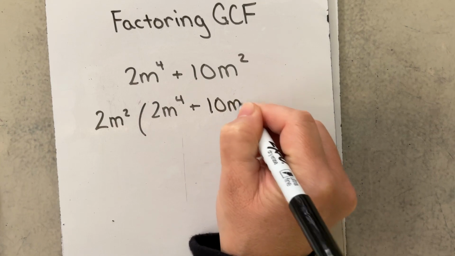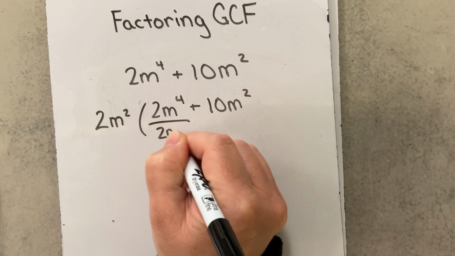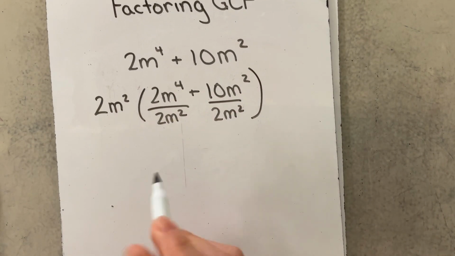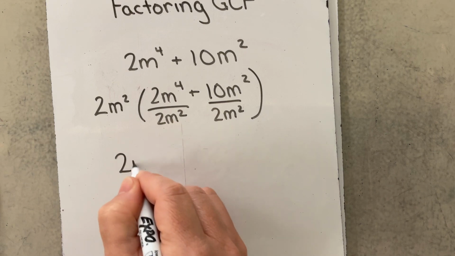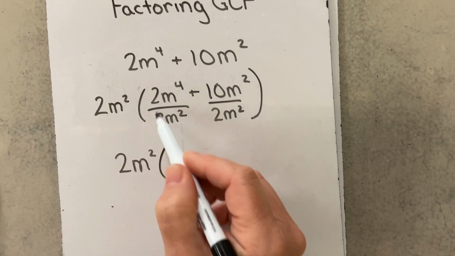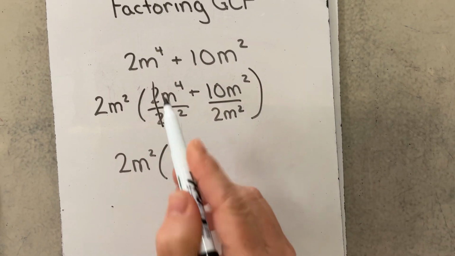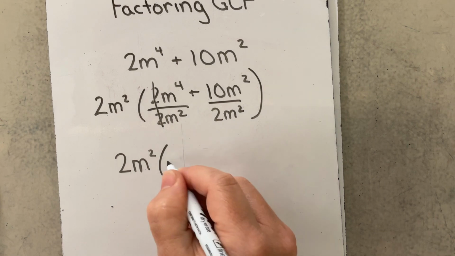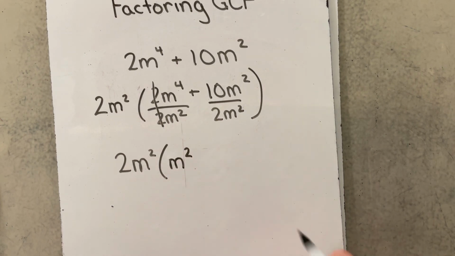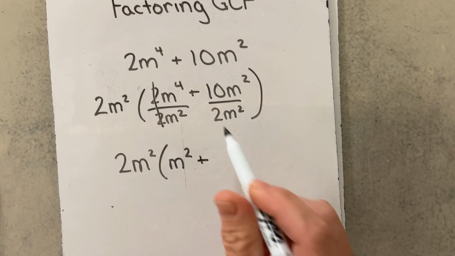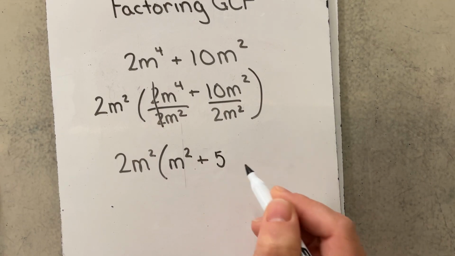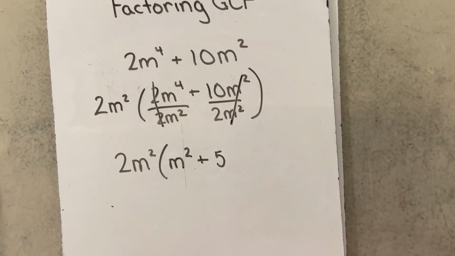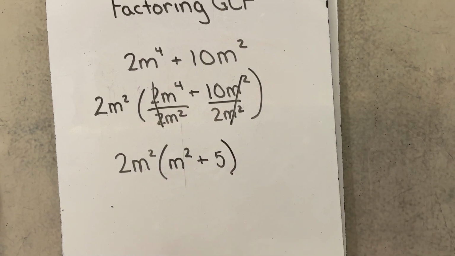So let me write my original, and I'm going to divide by my GCF. All right, which means my GCF stays. It's not going to go anywhere. I'm going to leave that there. 2 divided by 2, well, that's 1. m to the 4th divided by m squared, from our quotient rule, 4 minus 2 is 2. So m squared is what's left there. Bring down our plus. 10 divided by 2 is 5. And m squared divided by m squared, 2 minus 2 is 0, and anything to the 0 is just 1. And there is my factored form.